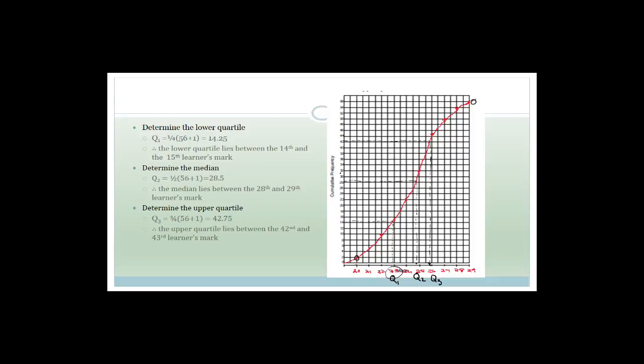But please note, this is one of the only times I've ever seen where you actually read from the dependent axis first. You read from the y-axis to get your x value.